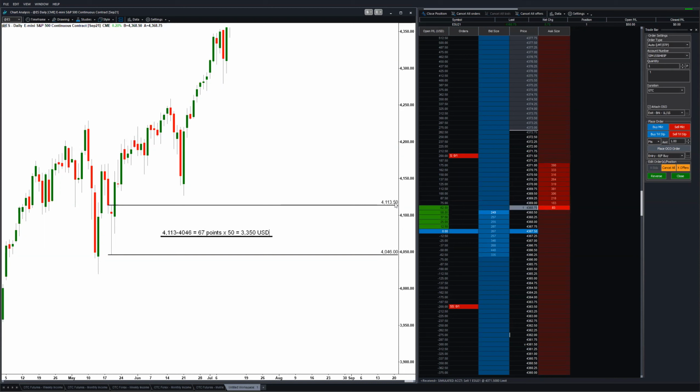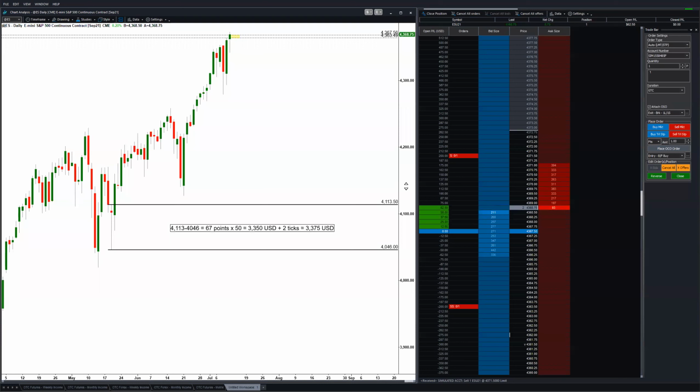Plus, you see here you have 2 ticks remaining. I was just using 113 plus 2 ticks at $25, so plus 2 ticks equals 3,375 US dollars. So that would be your risk per contract on that daily zone, for instance, for a standard contract. Is that clear?